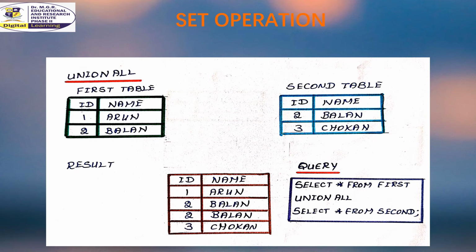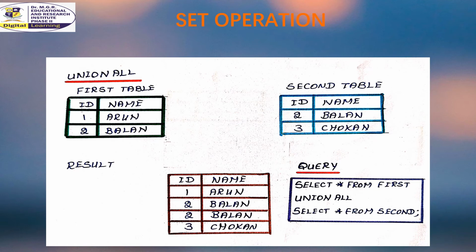Now we will see the result table. The result table also has two columns, ID column and name column. The result table has four records: 1 Arun, 2 Balan, 2 Balan, 3 Chokkan.